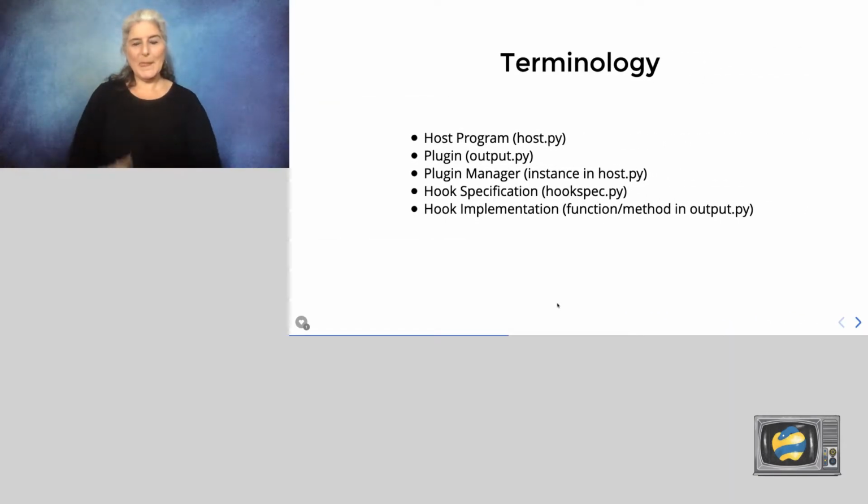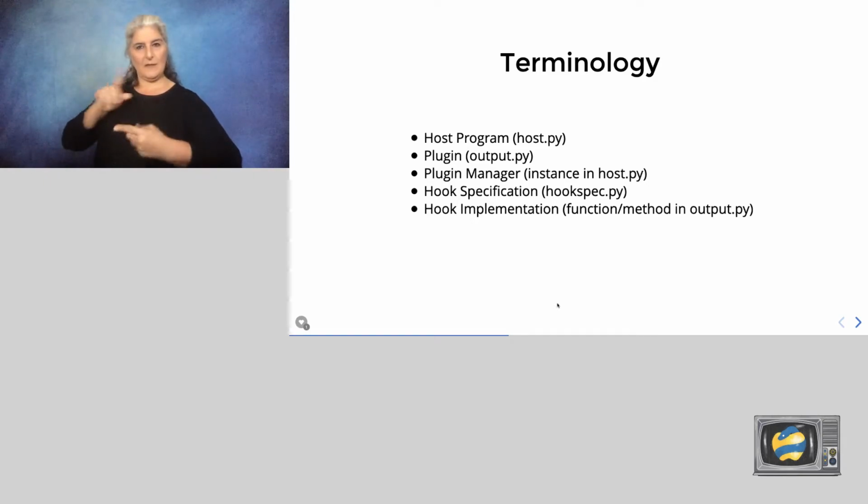Before getting into how Pluggy works, we need to understand some basic terminology. The first term is host program. In our example, host.py acts as the host program, and the main objective of host.py is to take care of the life cycle of this application. In this case, host.py is responsible for getting input from the user, querying the Gutenberg project, calling the appropriate hooks and returning the response.